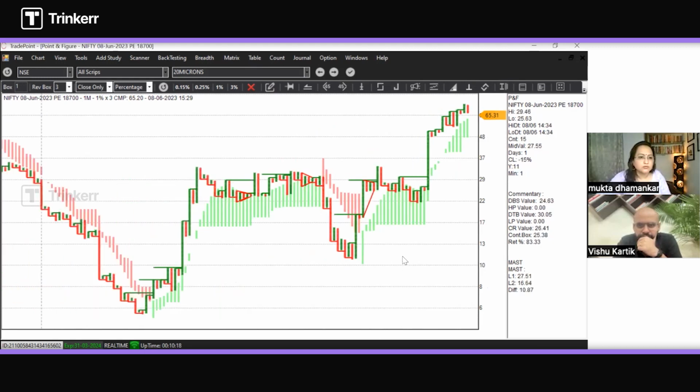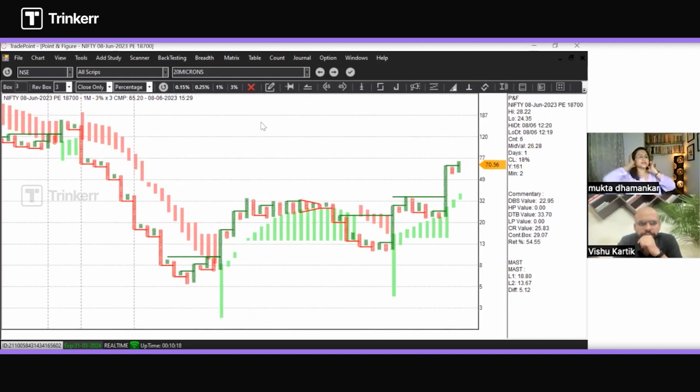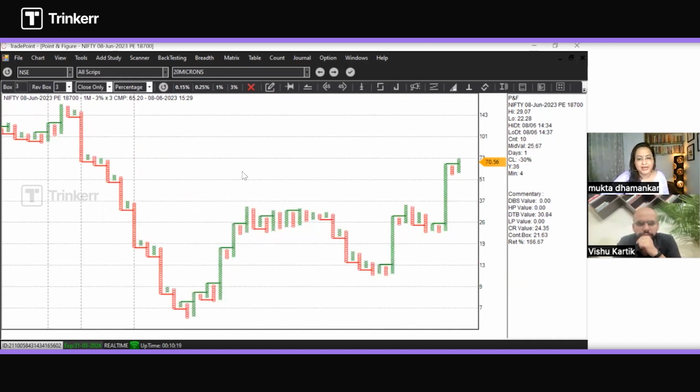All right. So yeah, this is the intraday separator. 3% box size or 1% box size. 3% is what we use for a larger time frame, and 1% is the box size used for intraday setup. So here you can see, usually I use a triple moving average. So let me add a triple moving average.